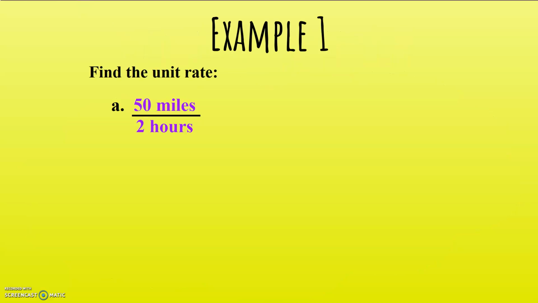Okay, let's start with this one. Find the unit rate. 50 miles in 2 hours. 50 miles per 2 hours. This is a rate. It has 2 separate units. It has miles and it has hours. This is probably one of the most common rates. You all know miles per hour. That's how we measure how fast cars go.